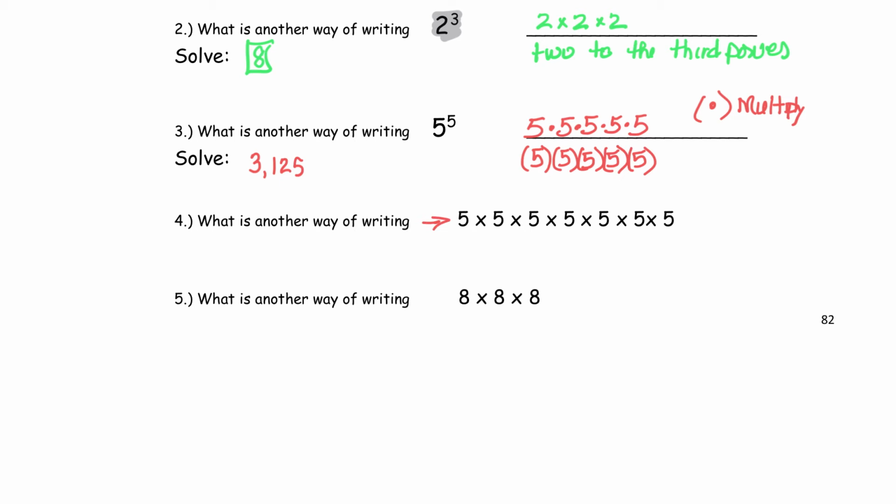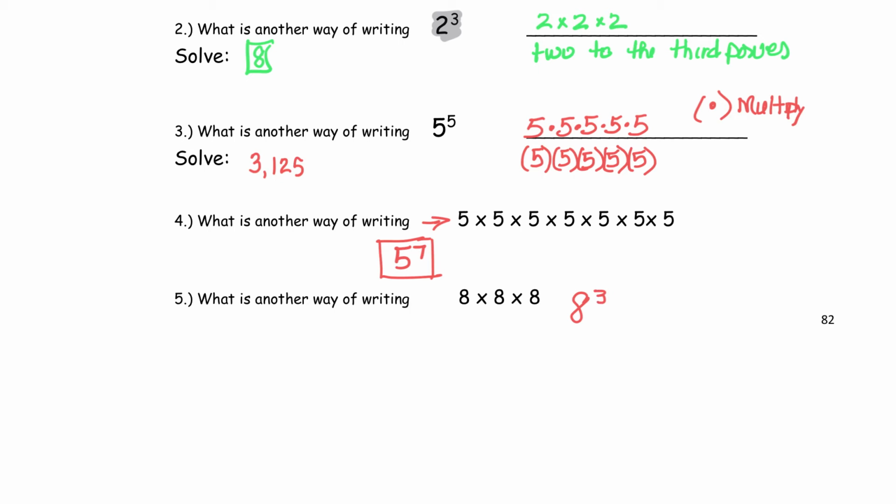All right, number 4, what's another way of writing the following? Try that one on your own, pause the video, and see what you can come up with. And that would be 5 to the 7th power. And lastly, number 5, what is another way of writing 8 times 8 times 8? And the answer is 8 to the 3rd power.